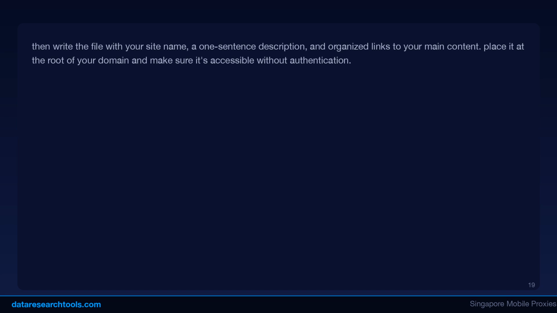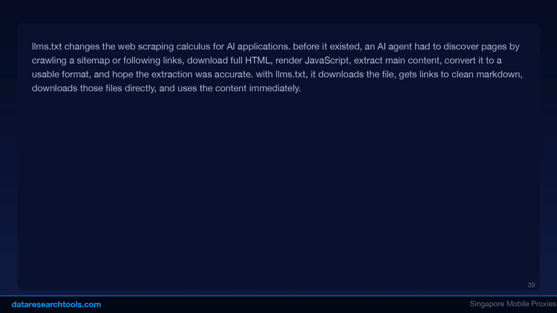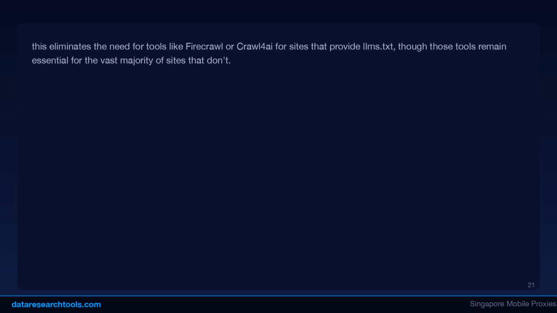llms.txt changes the web scraping calculus for AI applications. Before it existed, an AI agent had to discover pages by crawling a sitemap or following links, download full HTML, render JavaScript, extract main content, convert it to a usable format, and hope the extraction was accurate. With llms.txt, it downloads the file, gets links to clean markdown, downloads those files directly, and uses the content immediately. This eliminates the need for tools like Firecrawl or Crawl4AI for sites that provide llms.txt, though those tools remain essential for the vast majority of sites that don't.